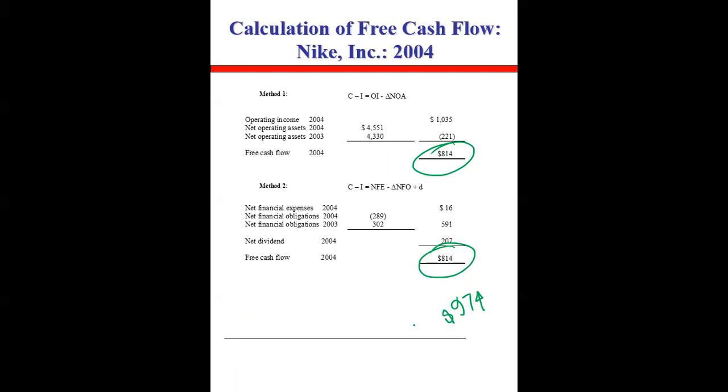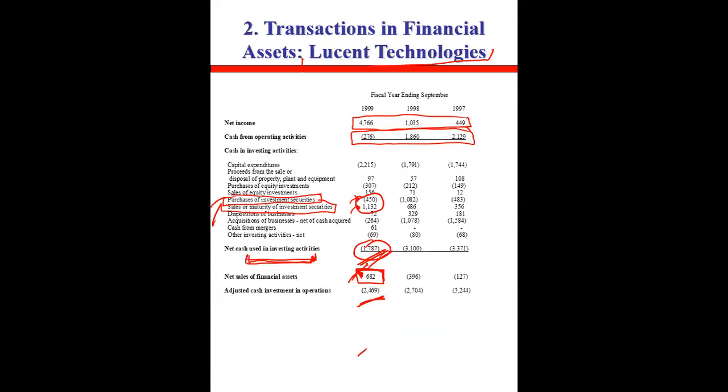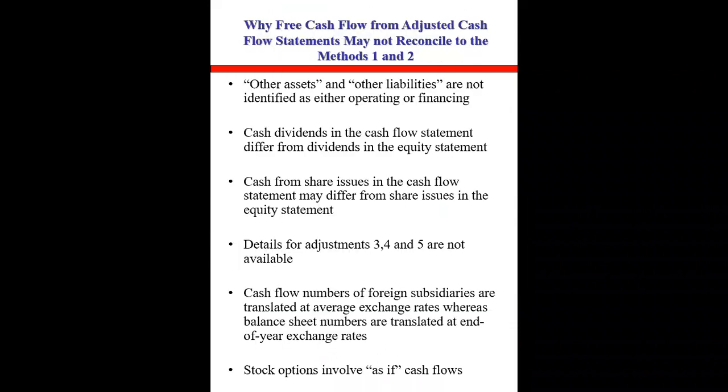Now you might ask the question: why is the reformulated statement of cash flows not giving the same free cash flow we estimated using method 1 and method 2? It is a valid question, right? So what is the answer? The answer is that for these reasons, the free cash flow estimated from the reformulated cash flow statement and the free cash flow measured from method 1 and method 2 differ.